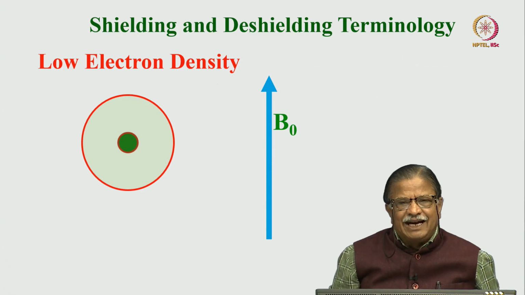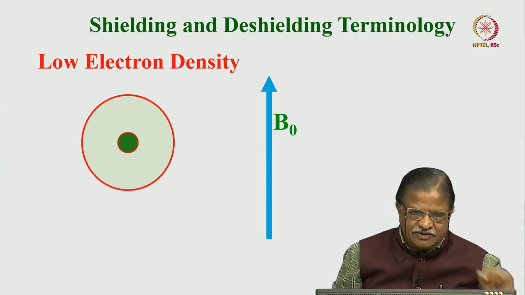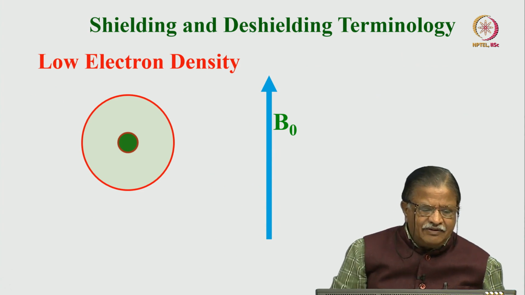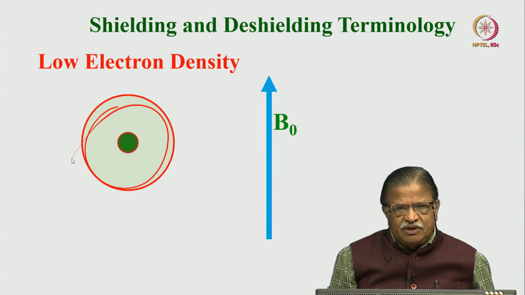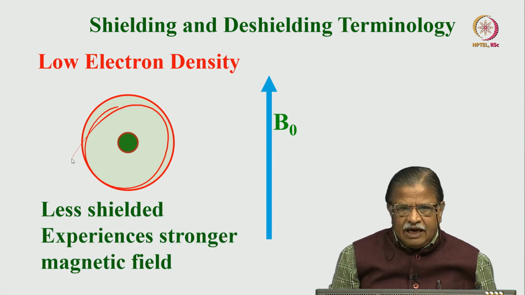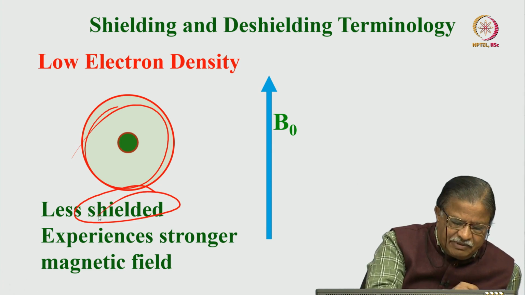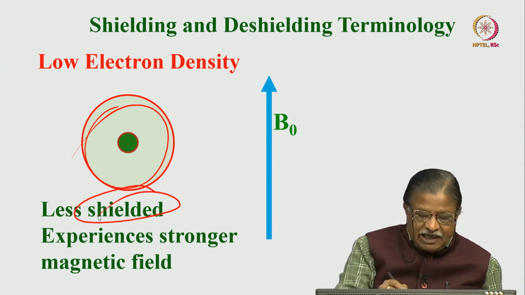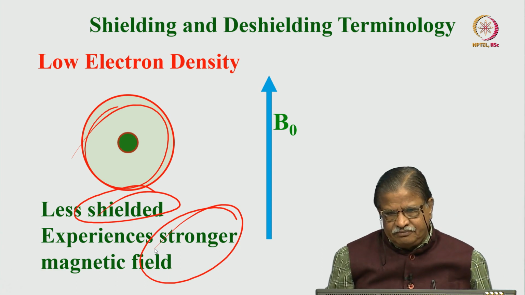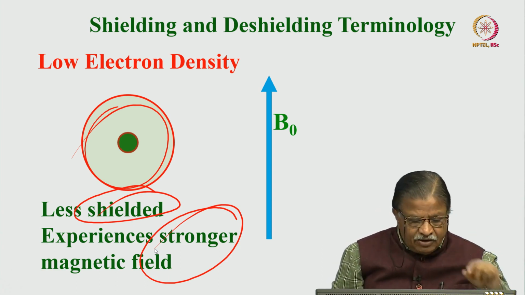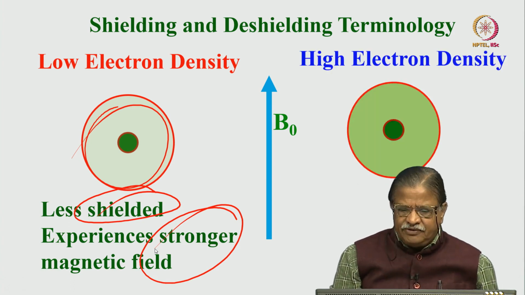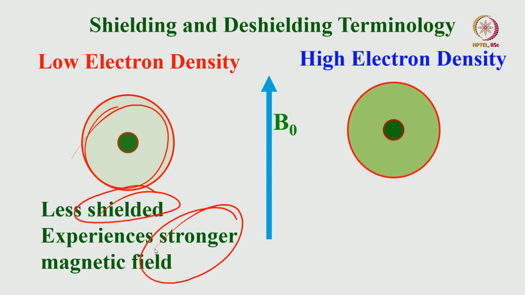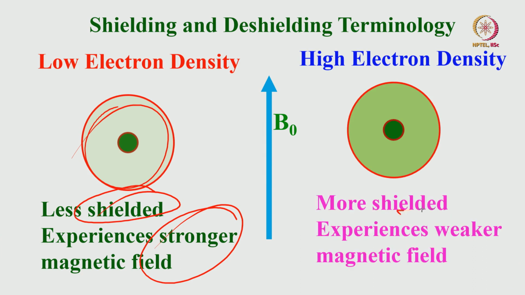Now we use shielding and deshielding, some terminology which is very much essential to understand. Let us say there is a nucleus here, there is charge distribution, very small charge distribution, I will say low electron density, and this means low electron density means less shielded. It means it experiences stronger magnetic field. You understand? Less shielded, you experience a stronger magnetic field, and a high electron density like this, much thicker than this, you can see electron density, and then more shielded, you experience a weaker magnetic field.